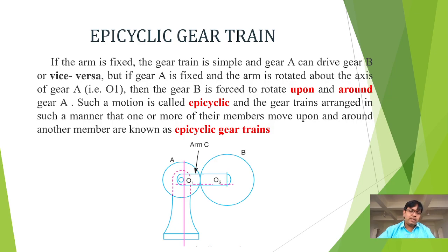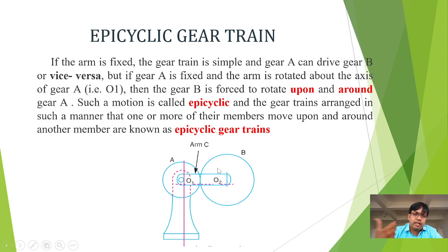Now, you see this epicyclic gear train combination that is being shown in this figure can also be used as a simple gear train. How? You see these gears A and B are meshed externally and attached with an arm C. For example, if you fix the arm and rotate gear A in the clockwise direction, then gear B will rotate in the anti-clockwise direction because A and B are meshed externally.